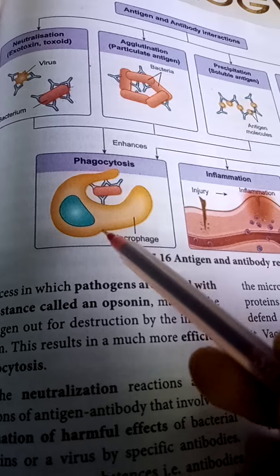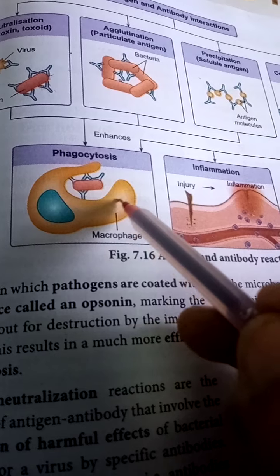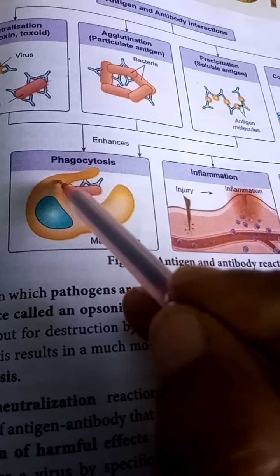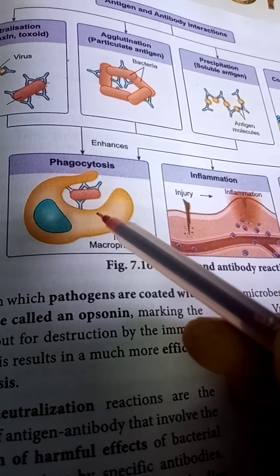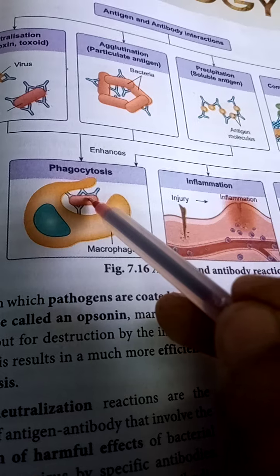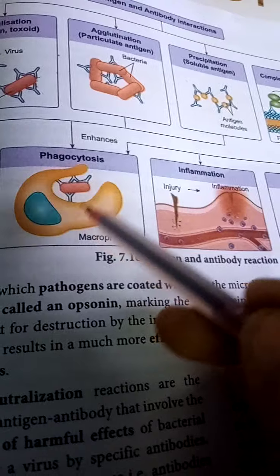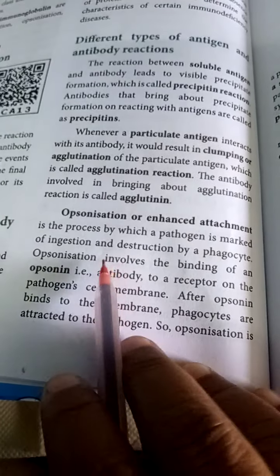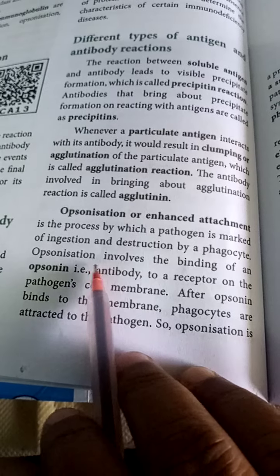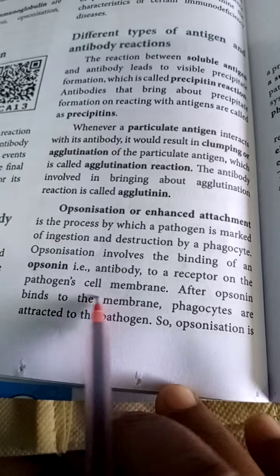So opsonization involves phagocytosis. This is the macrophage. Macrophages produce vacuoles that surround the pathogens, then they engulf the pathogen. The pathogen enters inside the macrophage, then the macrophage digests and destroys it. This process is known as opsonization. The substance involved is known as the opsonin. Opsonization involves the binding of an opsonin, that is the antibody, to a receptor on the pathogen cell membrane.